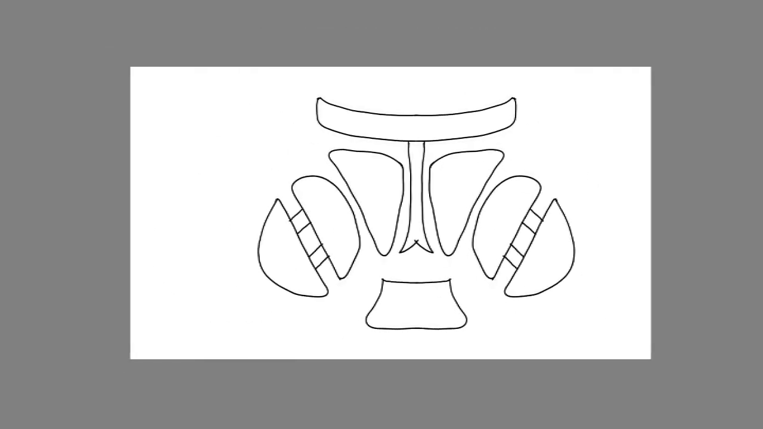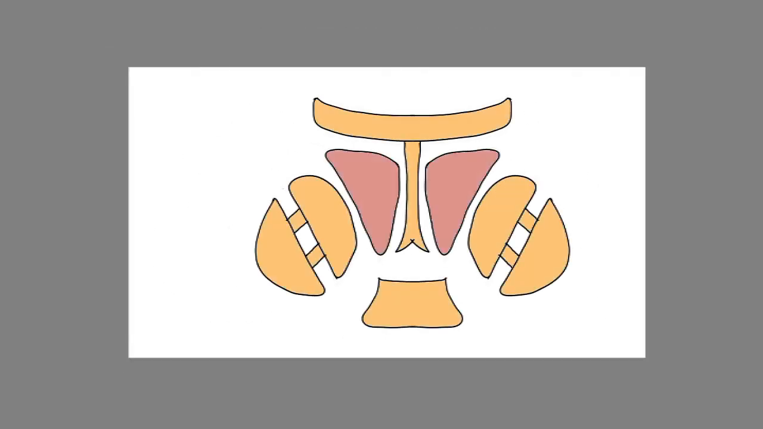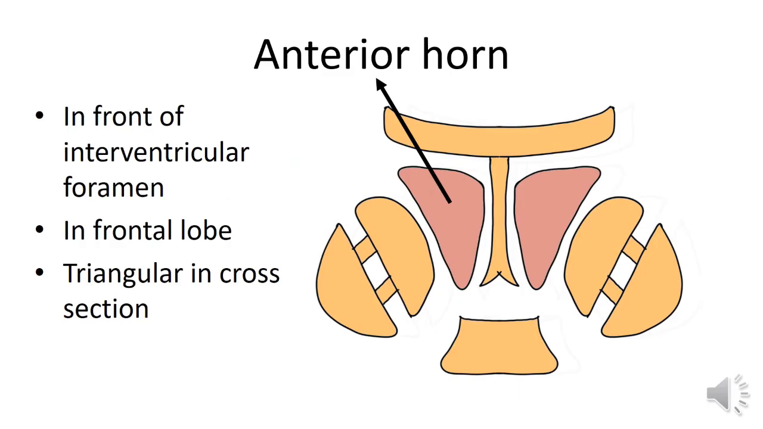This is the section of the anterior horn of the lateral ventricle. It is the portion of the lateral ventricle which lies in front of the interventricular foramen within the frontal lobe, and in section it is triangular in shape. It is triangular in cross section.